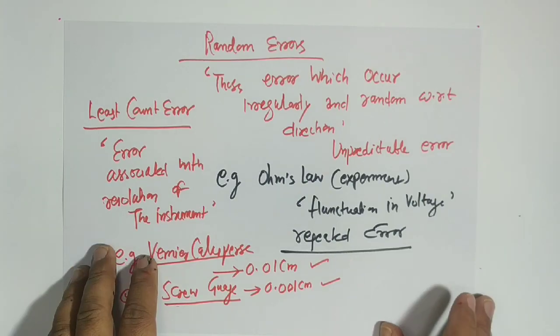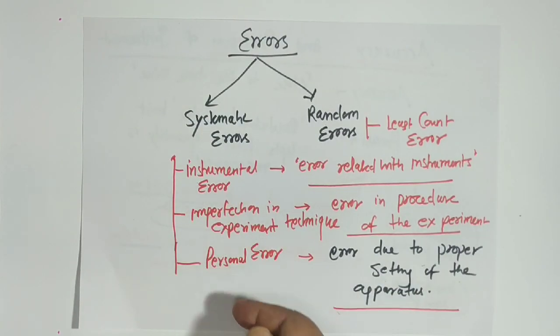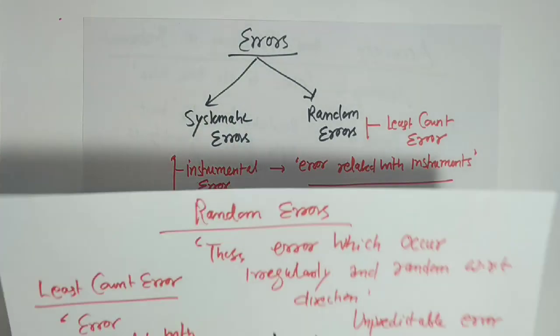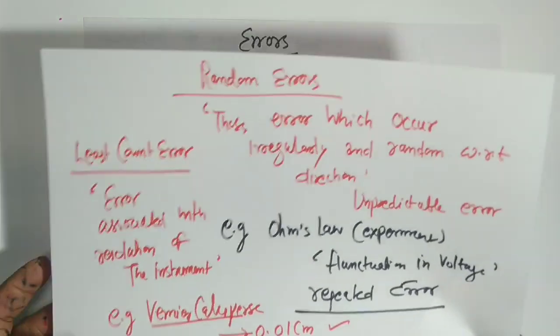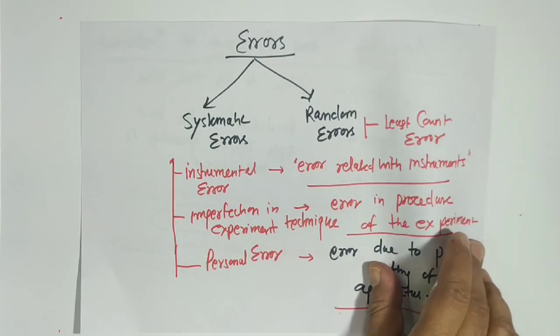So these are the errors which we have talked about: systematic error, random error, then least count error. And least count error is very important when you are going to deal with measuring things in the lab. So at that time the least count error will be used.